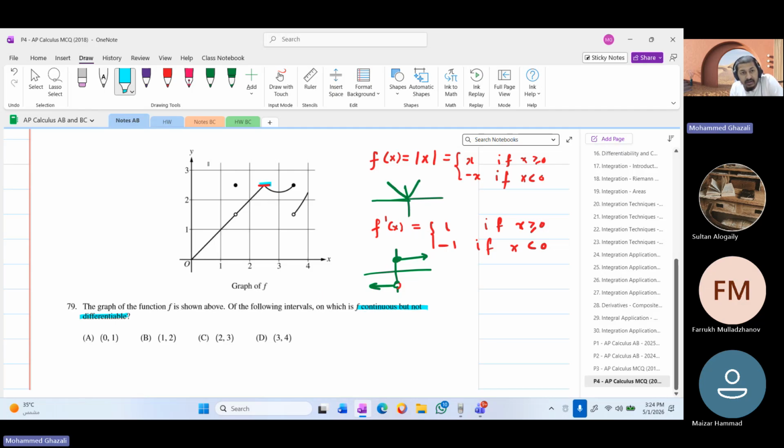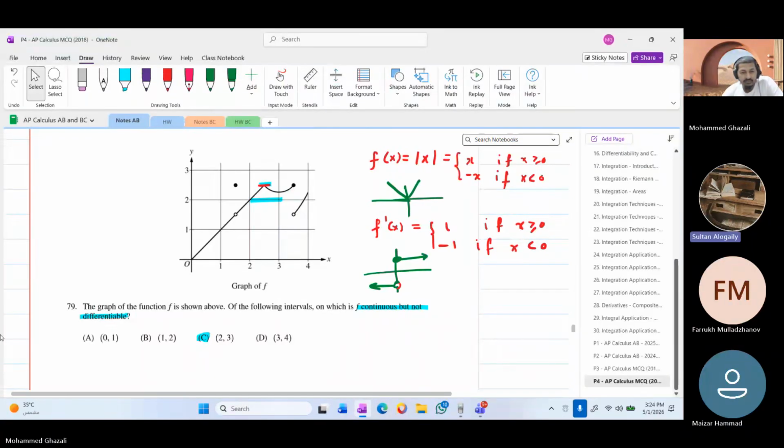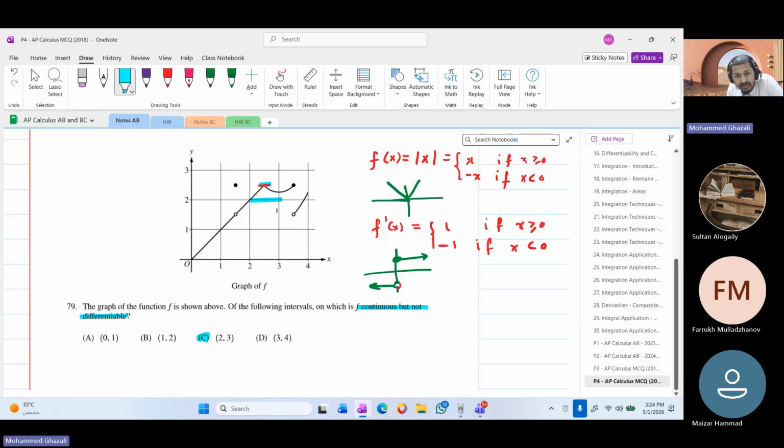So between 2 and 3, it is continuous but not differentiable. The only possible answer was 2 and 3. Are we good? What about the situation with 3 and 4, and 1 and 2? Let's look between 3 and 4. The graph is discontinuous. We're looking for continuous but not differentiable, so between 3 and 4, that option is wrong.